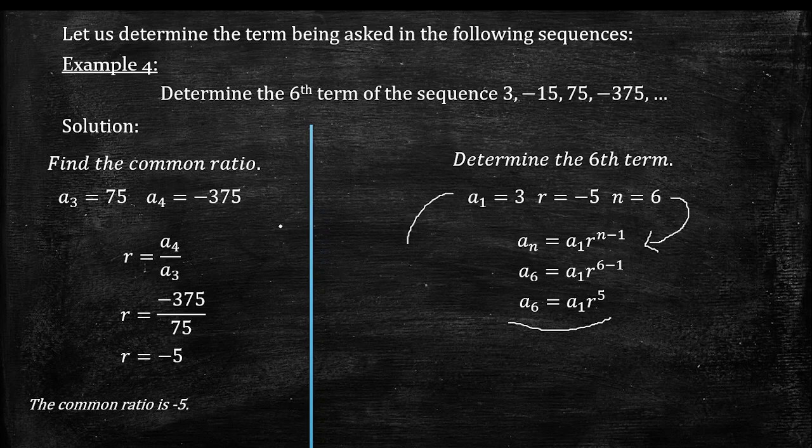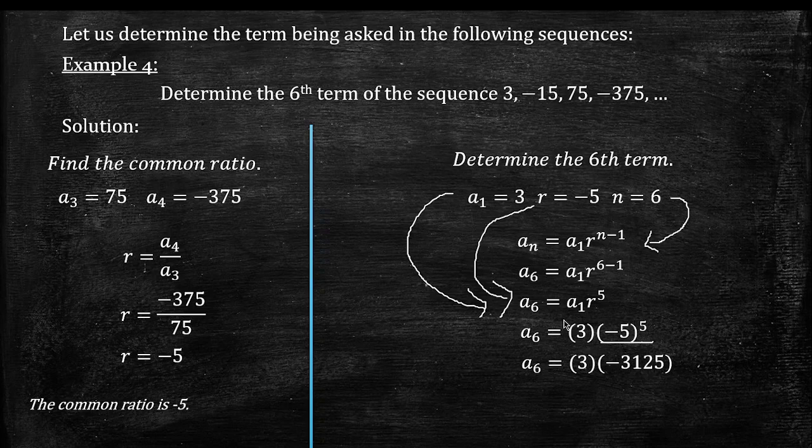Only then do we substitute a sub 1 and the common ratio. So the next part of the solution will be a sub 6 is equals to 3 times negative 5 raised to 5. Let me erase this, class. Then we first solve negative 5 raised to 5, the one with the exponent. So it will become a sub 6 equals to 3 times negative 3,125. Then multiply the two numbers. So the value of a sub 6 is equals to negative 9,375. So therefore, the sixth term is negative 9,375.